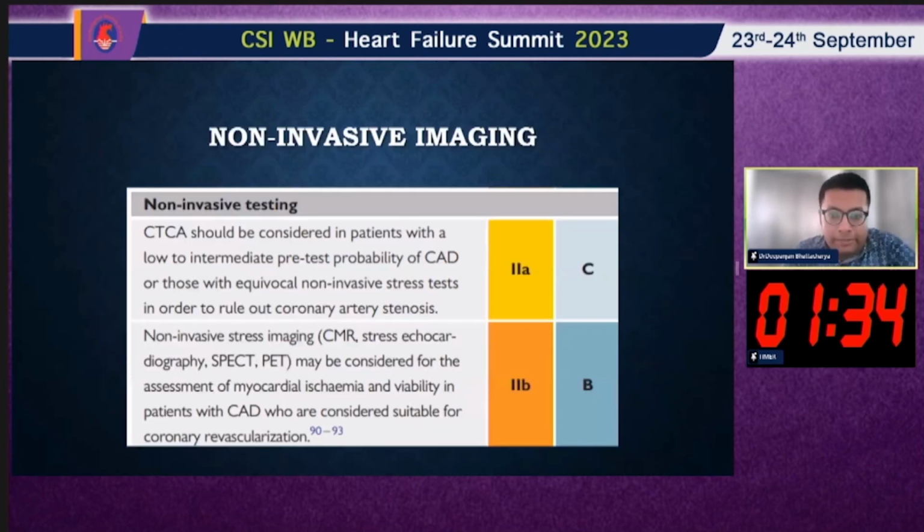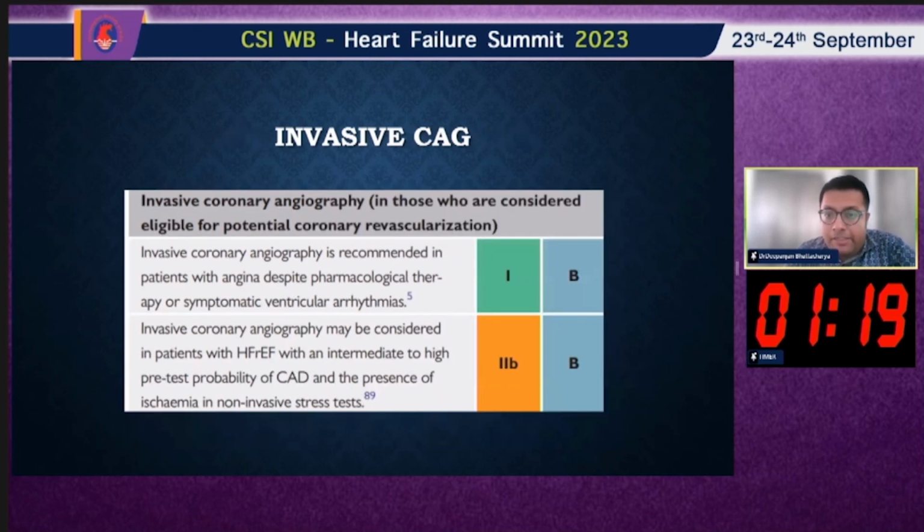So coming to non-invasive imaging. CT coronary angio is considered as a class 2 indication in patients with low to intermediate pretest probability for CAD or those with equivocal non-invasive stress test. And invasive CAG is a class 1 recommendation in patients with angina, and class 2B in patients with heart failure with an intermediate to high risk pretest probability.